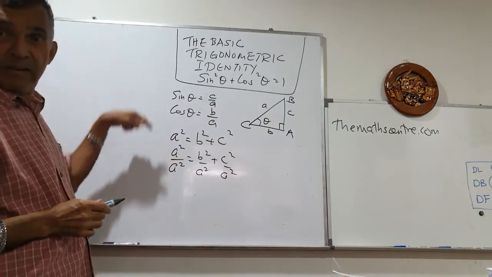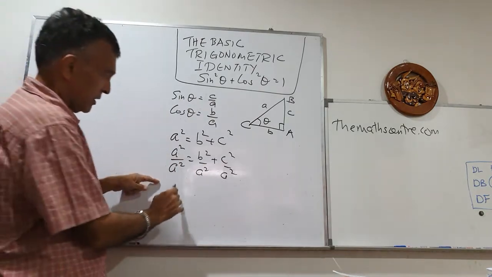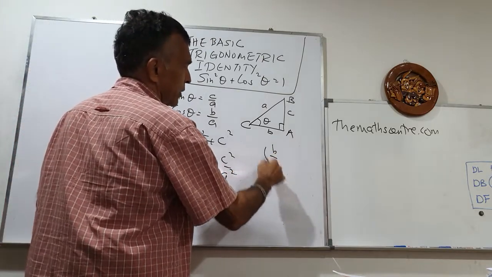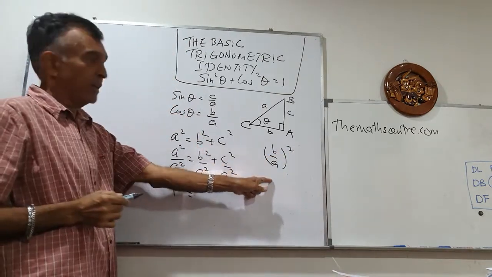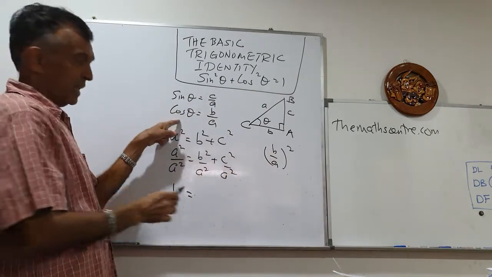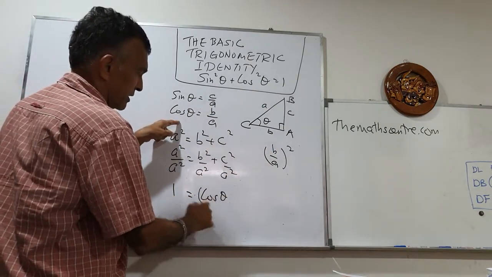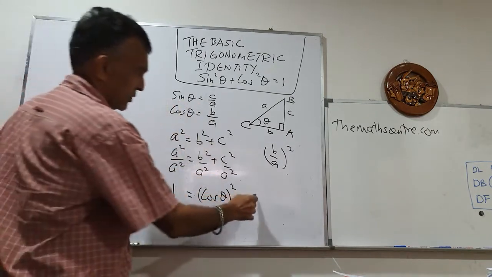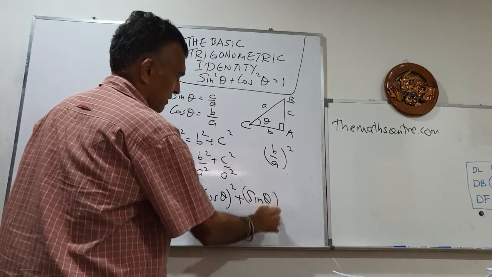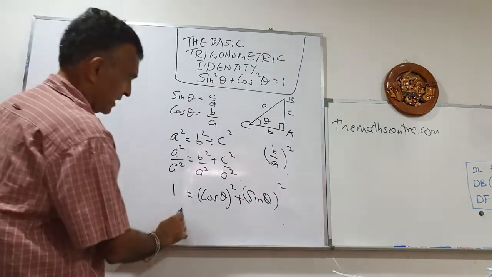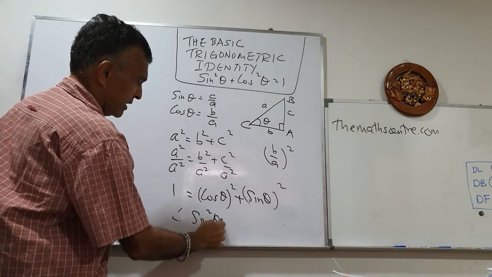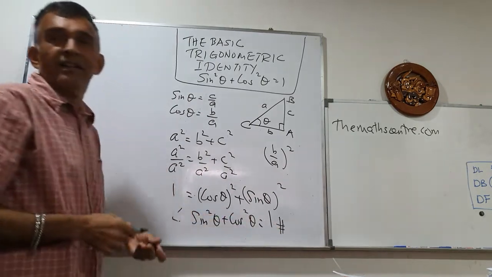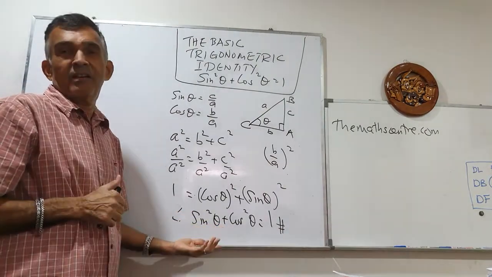Can you see a few things coming out now? What is A squared over A squared? 1. What is B squared over A squared? It's the same as B over A whole thing squared. What is B over A? Cos theta. So I can write cos theta squared plus, what is C over A? Sine theta. So I can write sine theta squared. Voila, we are done. Therefore, sine squared theta plus cos squared theta equals 1. That is the basic trigonometric identity.